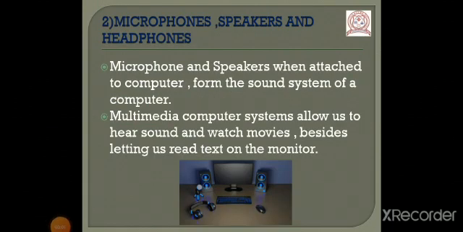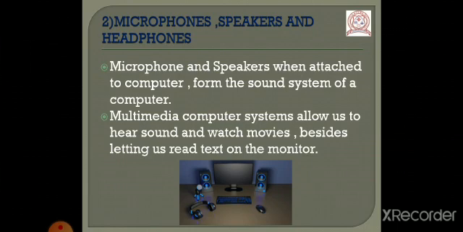Children, some other helping devices of a computer are microphones, speakers, and headphones. Microphone and speakers, when attached to a computer, form the sound system of the computer. They are a part of the multimedia devices of a computer. Multimedia computer systems allow us to hear sound and watch movies, besides letting us read text on the computer.